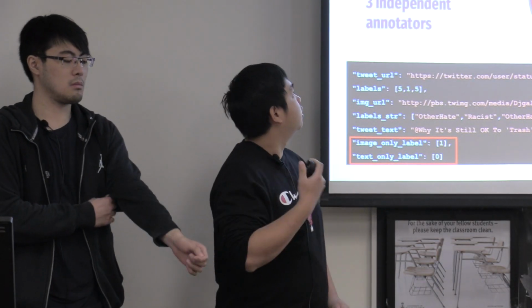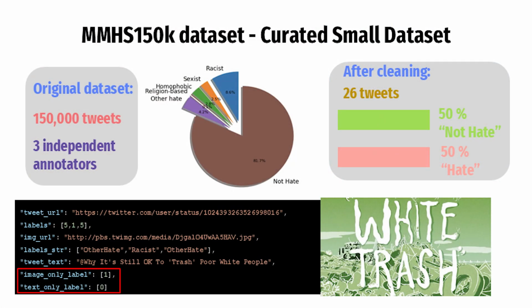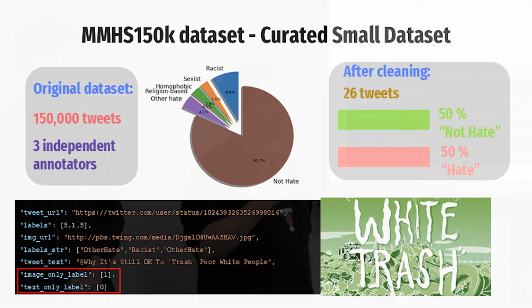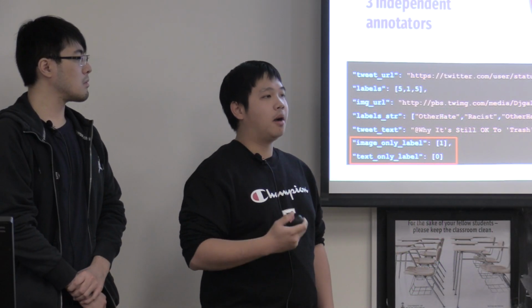And this is what the dataset that we found looks like. The original dataset contains 150K tweets, including text and image. There are 3 independent annotators, 80% non-hate content, and 5 different categories of hate content. After cleaning, we select 26 tweets and give a balanced set of non-hate and hate data. This is what the data format looks like below, and the red blocks are how we manually label it. This is going to be used in our multimodal system.